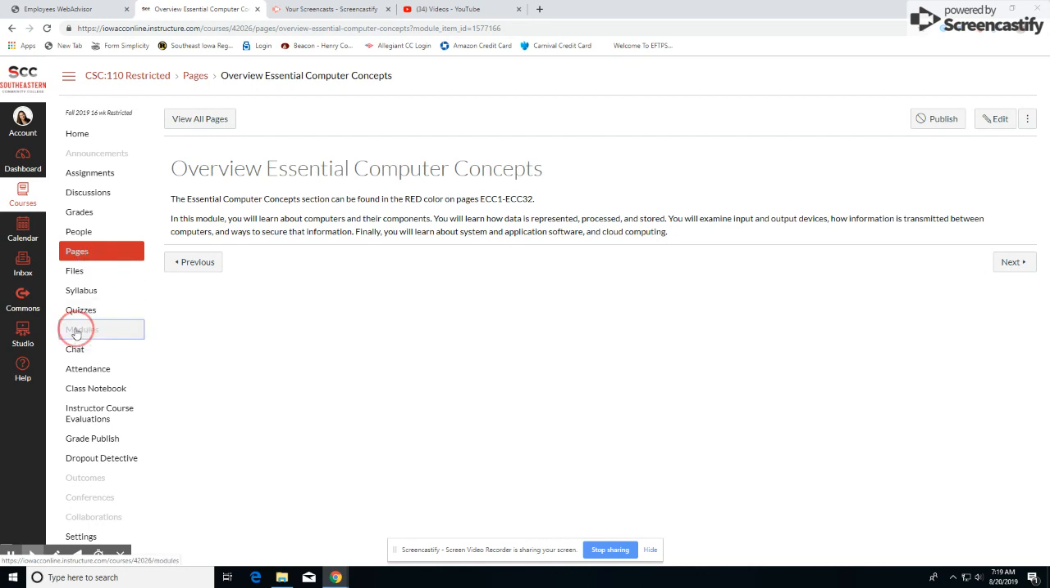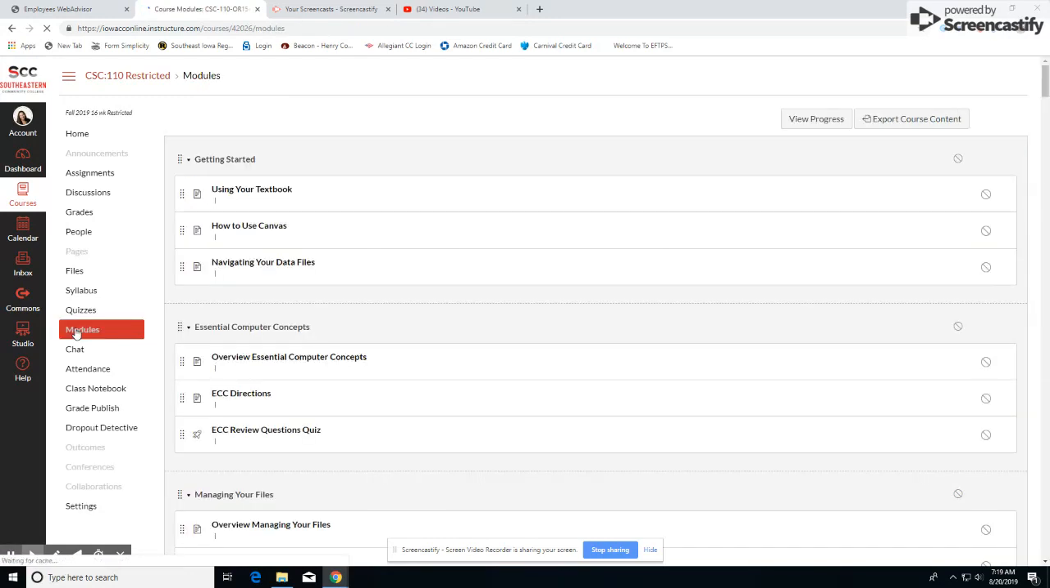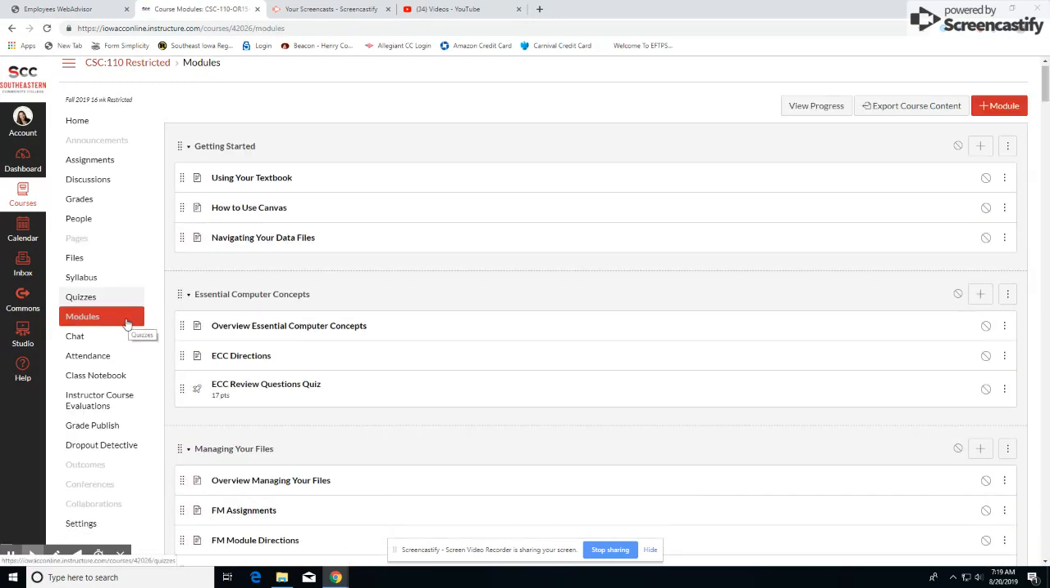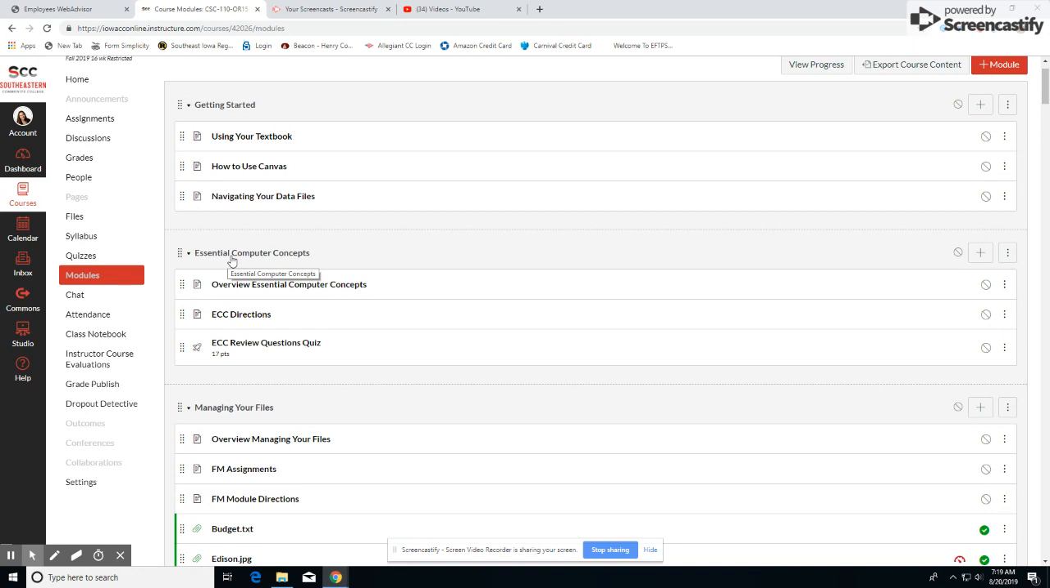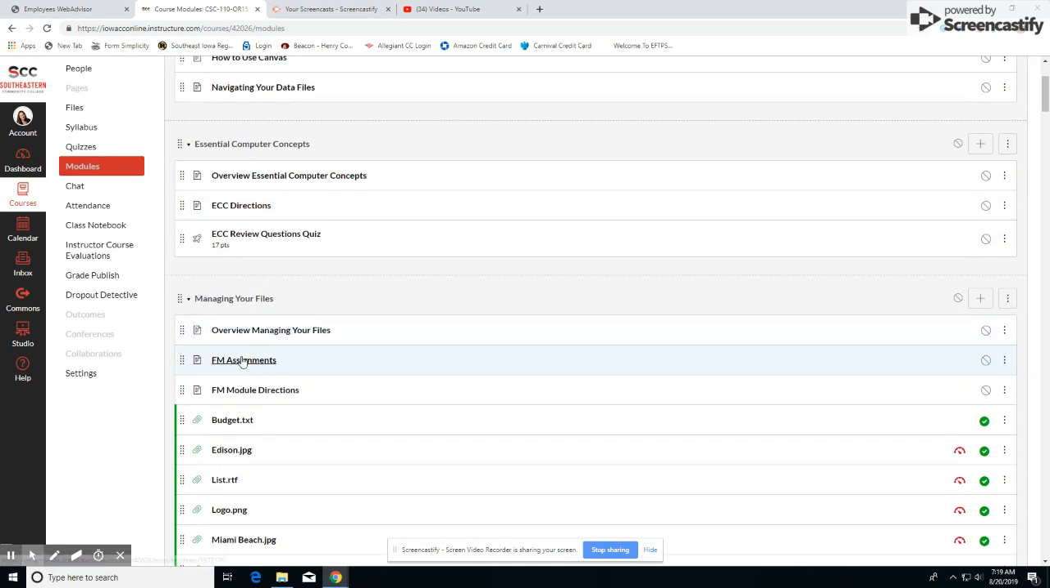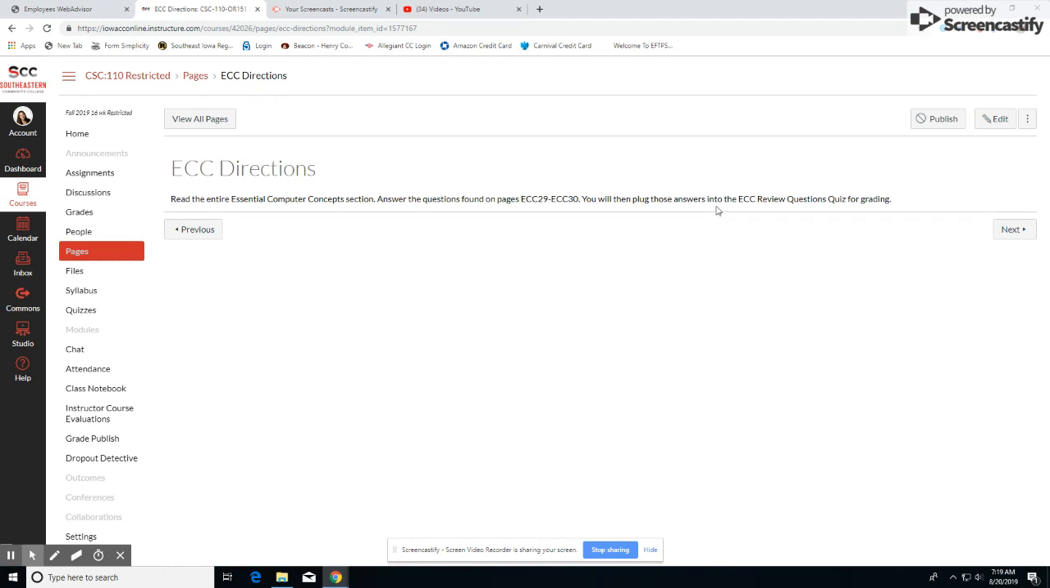So if I go back to modules again, this is kind of how you navigate through. I was in Essential Computer Concepts, in that overview. You're going to notice the second thing that I have typically is either your assignments or directions. So for instance, for managing your files, I have the assignment and then your directions. But we're going to go into the ECC directions, and I've just broken down for you what you need to do.